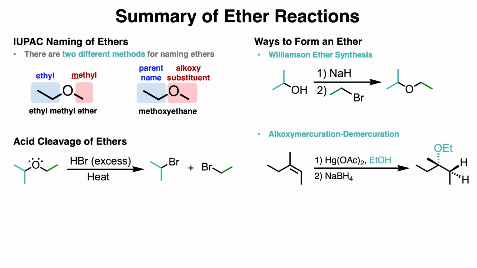In summary, you learned two different methods for naming ethers. The following molecule can either be called ethyl methyl ether or methoxyethane. You also learned two ways to form an ether: by Williamson ether synthesis or by alkoxymercuration-demercuration. And lastly, you can convert an ether into two alkyl halides using an excess amount of a strong acid in heat.